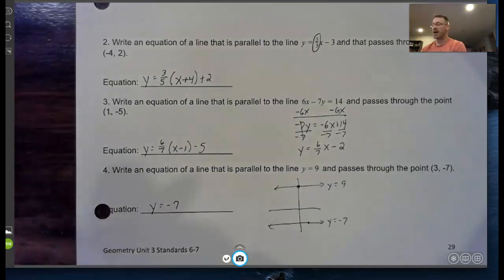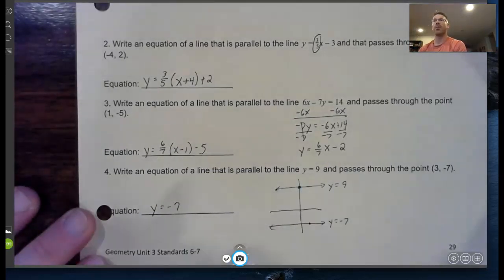All right, so that's one of those cases where you have to look at what kind of line you have and then use that to help you in writing your equation. All right, let's flip to the back here.